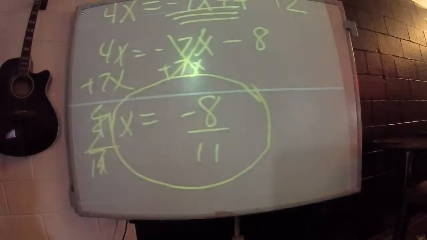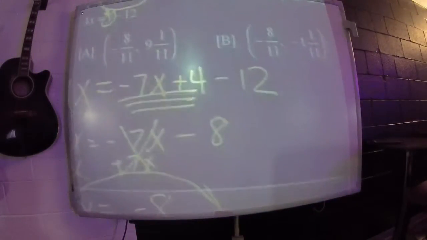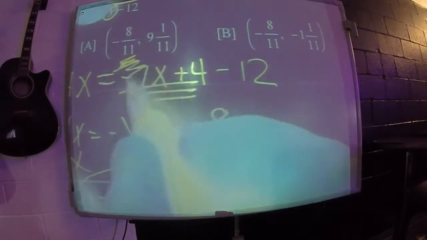Now, how many answers have x as negative 8/11? 2. A and B. Okay.